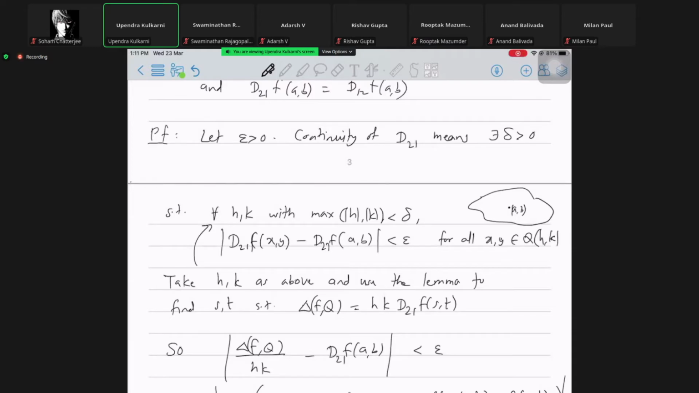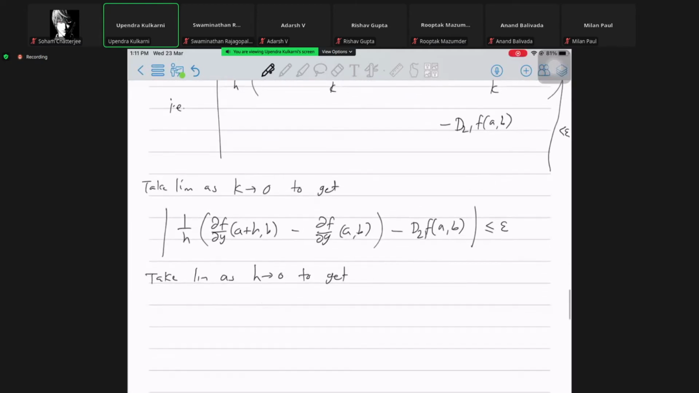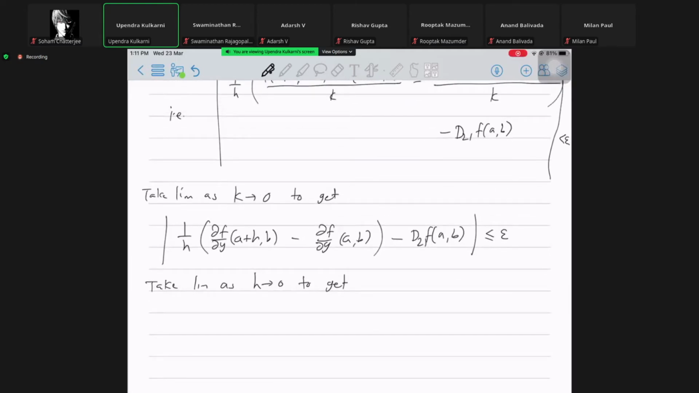So remember, I fixed an epsilon. Epsilon was arbitrary. Given that epsilon, I found a delta, and I found that for all values of x and y within this rectangle, I'm having such a thing, right? So in fact, what this is saying is that, so you're absolutely right. So I need to formulate this.